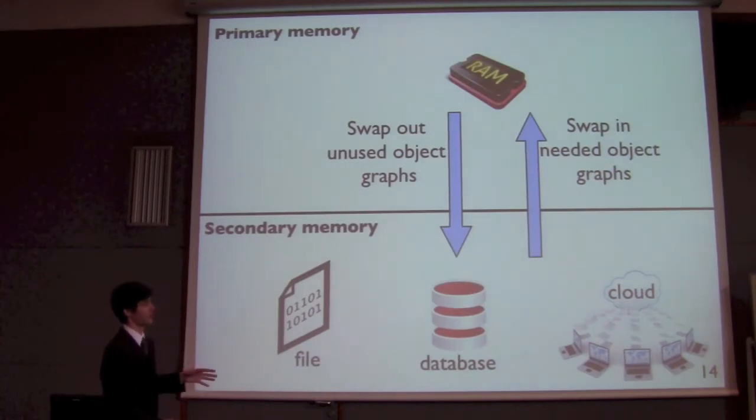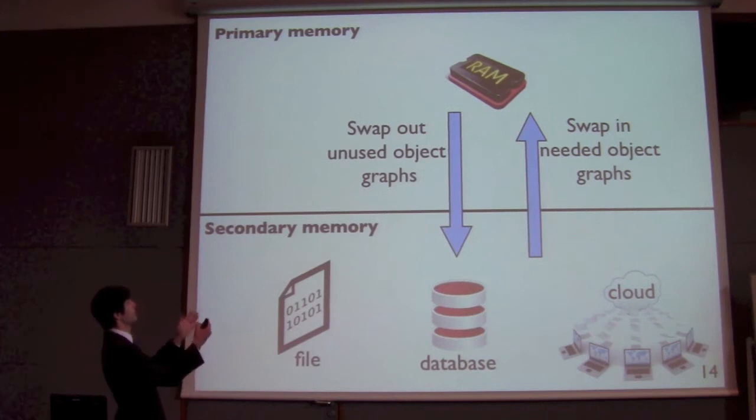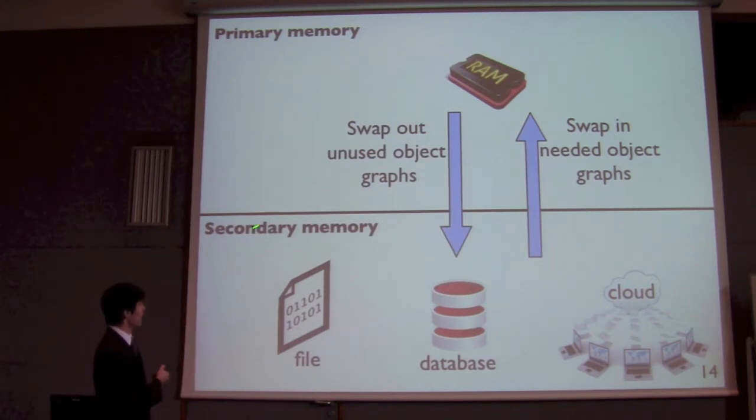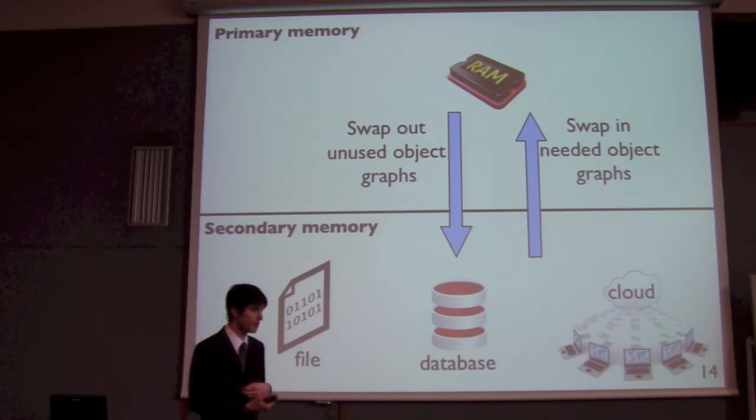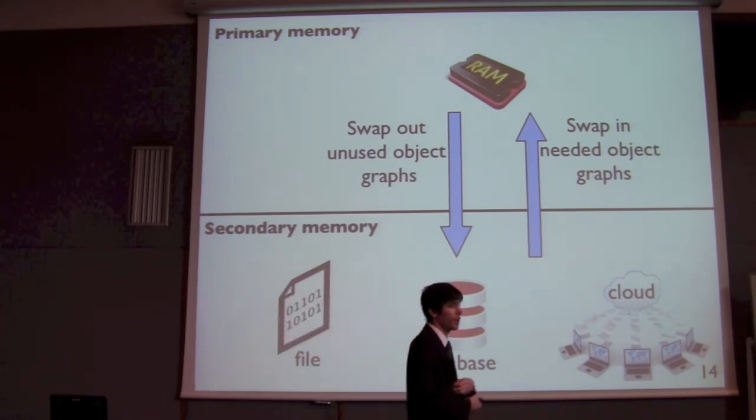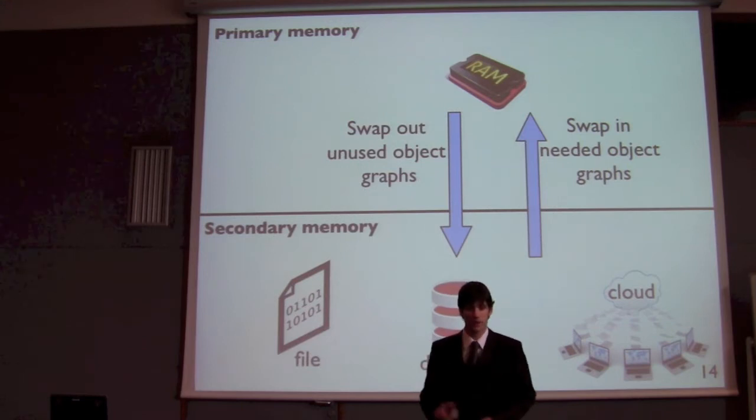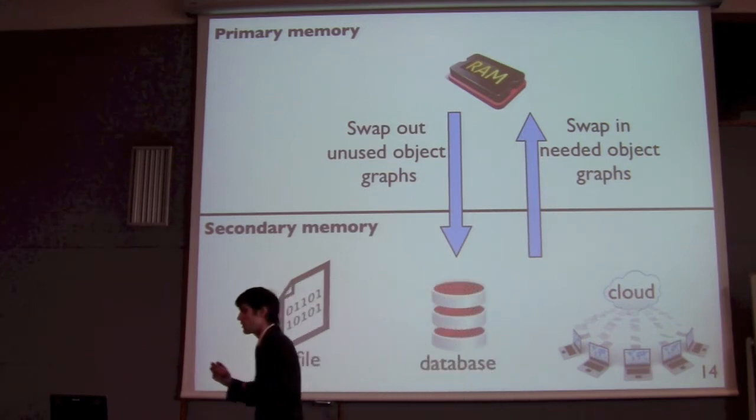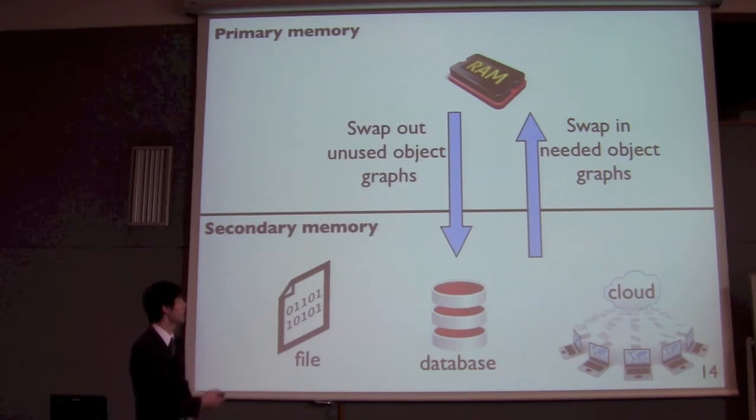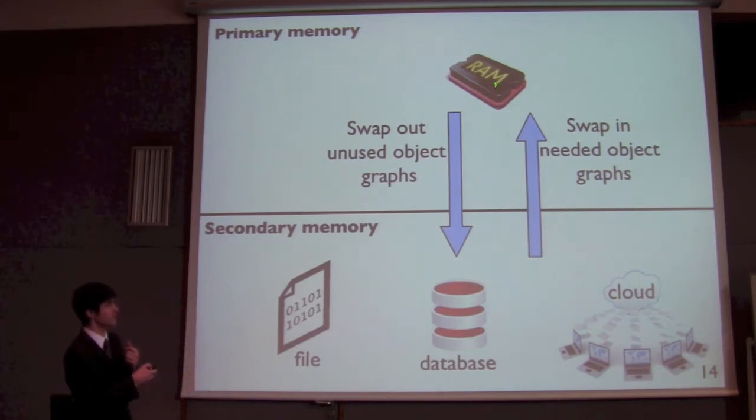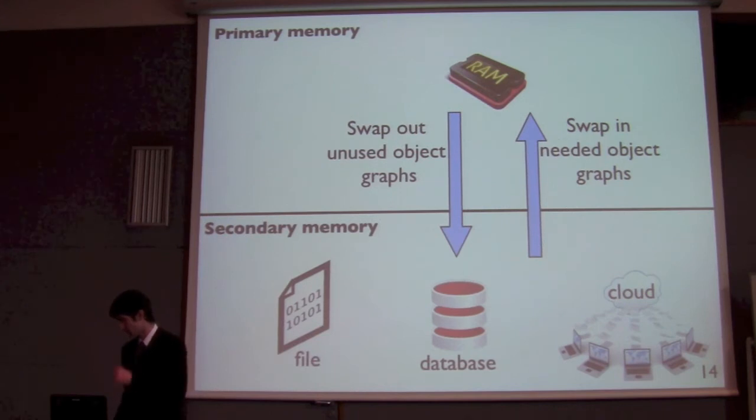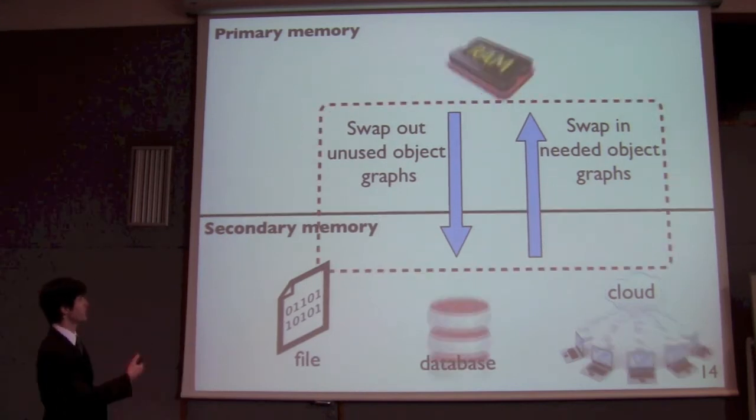If we take a look at the overview of Marea, the idea is the following. We have the RAM, which is the primary memory. And we have the secondary memory, which could actually be a file in the local file system. It could be a database, which could be remote or local. It could be the cloud, I mean, some other machine running somewhere. What is important about secondary memory is that it is almost anything where we can store something that is not primary memory. The idea is to swap unused object graphs out from primary memory to secondary memory. And then if these graphs happen to be needed later on, we automatically swap them in from secondary memory to primary memory.